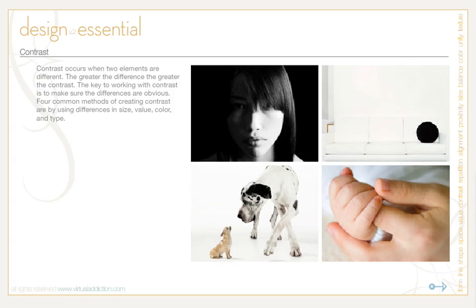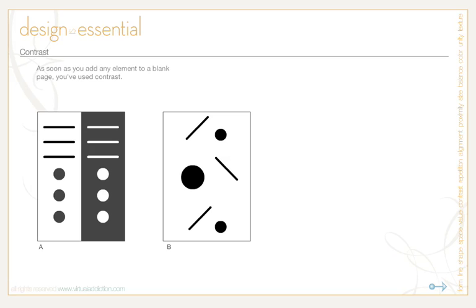When everything on a page looks alike because of lack of emphasis and contrast, the page seems bland, it seems boring, and it lacks a clear organizational scheme. After all, if everything on a page looks about the same in importance, how would the viewer know which element is the most important? How would they know what to look at first, what to look at second, and so on? Contrast is automatic. As soon as you add any element to a blank page, you've used contrast.